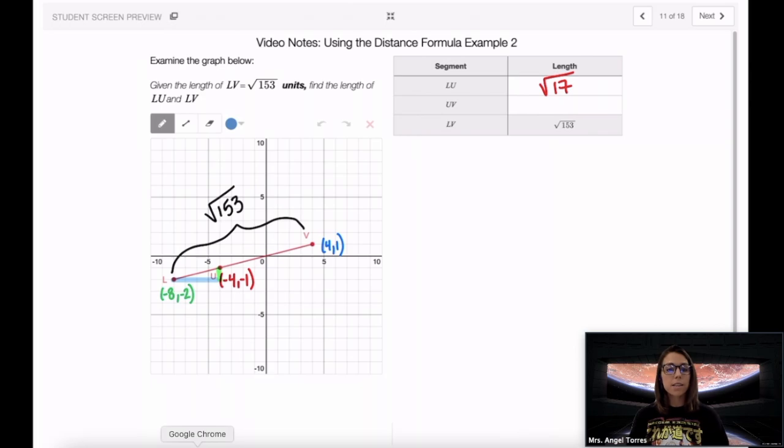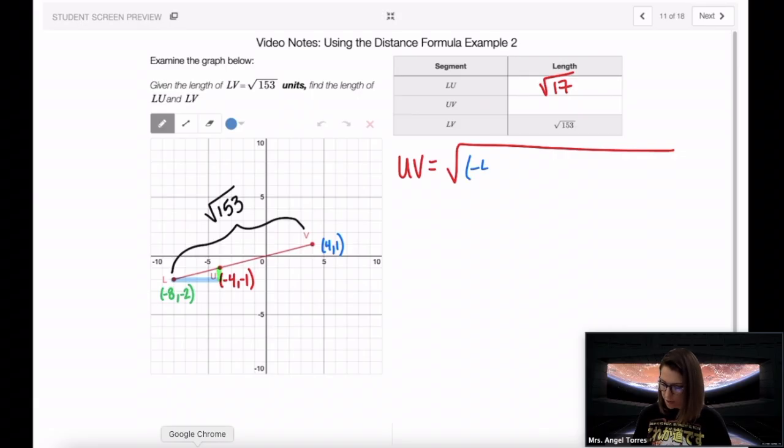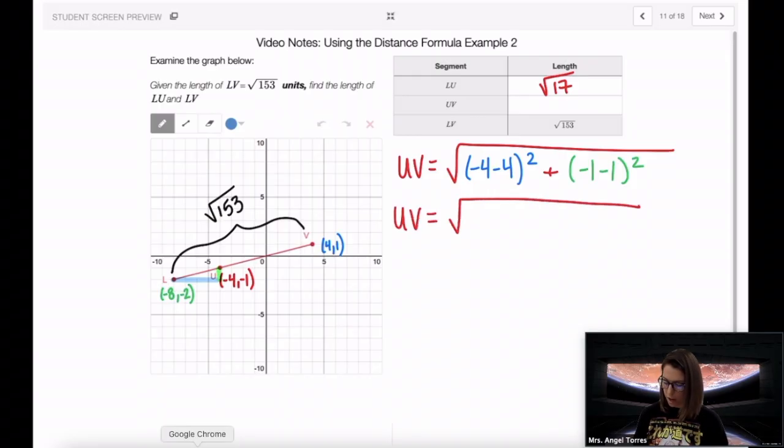Now let's find the distance from U to V. So UV equals the square root of the difference in the x's, so -4 minus 4 squared, plus the difference in the y's, -1 minus 1 squared. Okay, UV equals the square root of -8 squared plus -2 squared. Let's pause really quick and check in the graph.